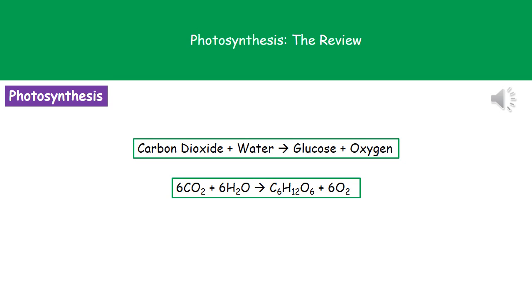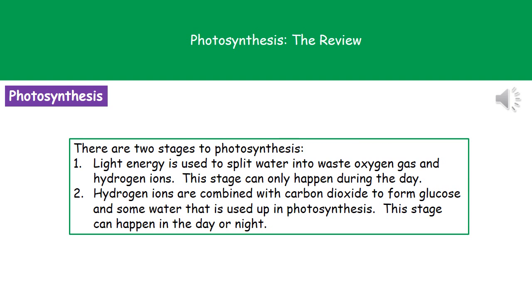And then make a note of what the numbers in front of the oxygen, the water and the carbon dioxide are. They're all sixes in this case. The only chemical that doesn't have a 6 in front of it is our glucose, which you should remember is C6H12O6.